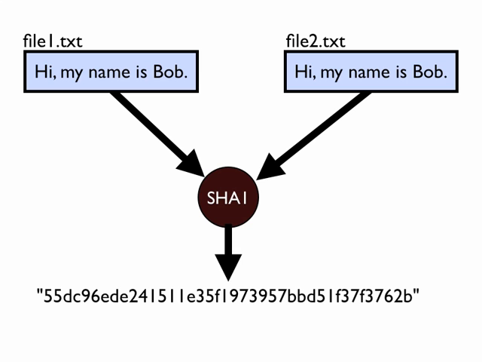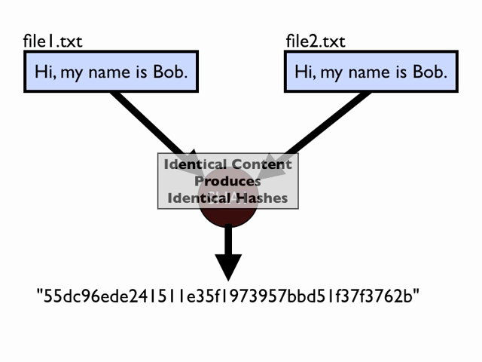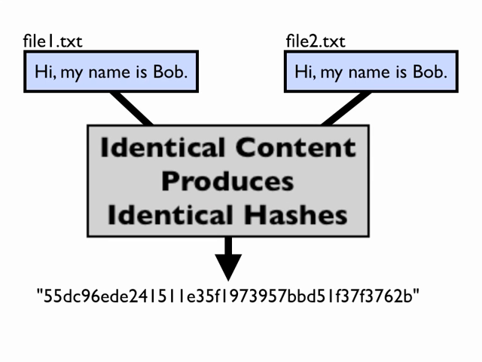That means also that if you have two files that have the exact same content, even though they're different files, running them through SHA-1 produces the same hash. So that tells us that identical content produces identical hashes. So, how can we take advantage of this SHA-1 hash?